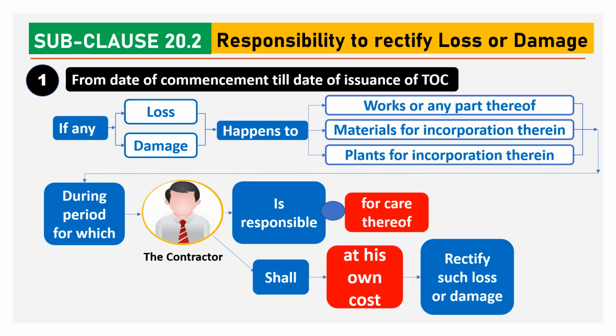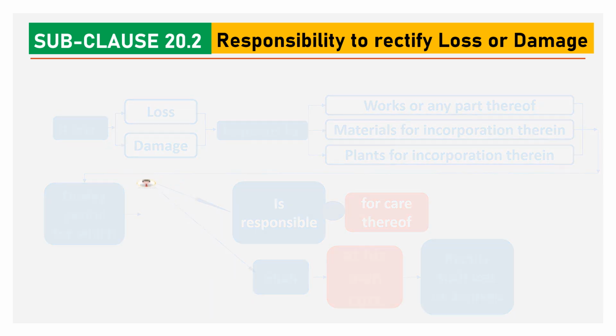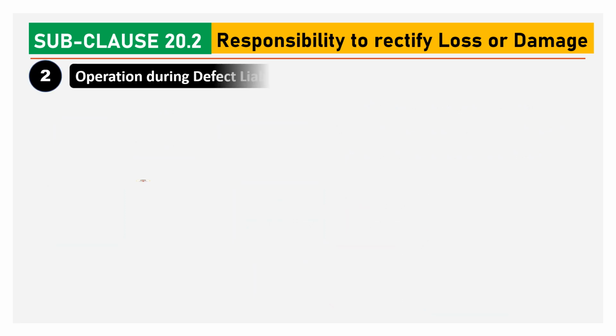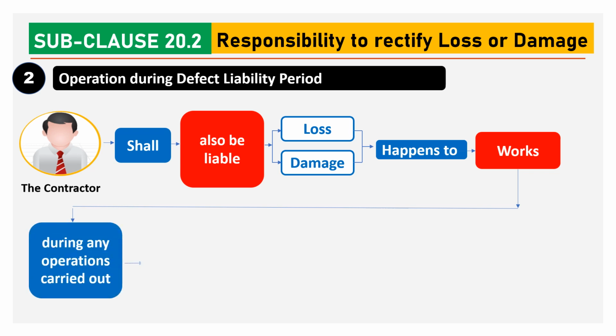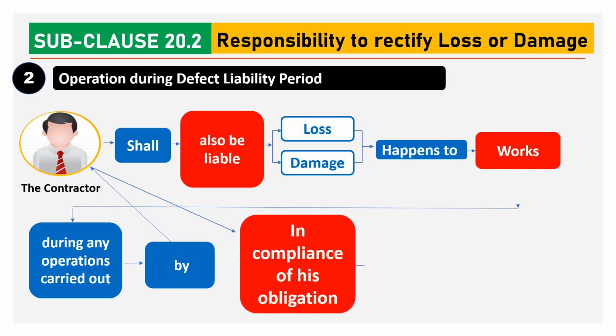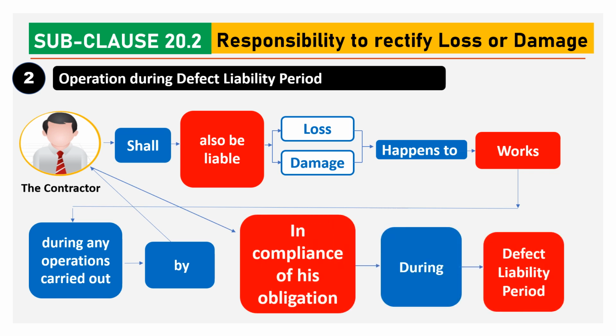The contractor shall be responsible if any loss or damage happens to works, materials or plants during the period for which the contractor is responsible, and the contractor shall rectify such losses or damages at his own cost. The contractor shall also be responsible for loss or damage happening to works during any operation carried out by the contractor in compliance with his obligation during the defect liability period.